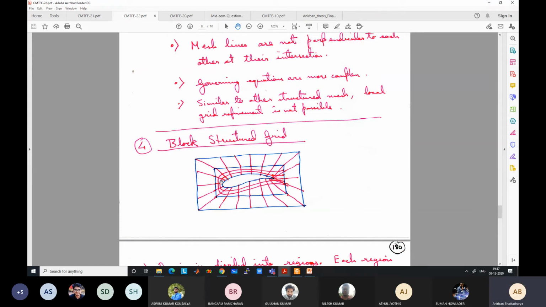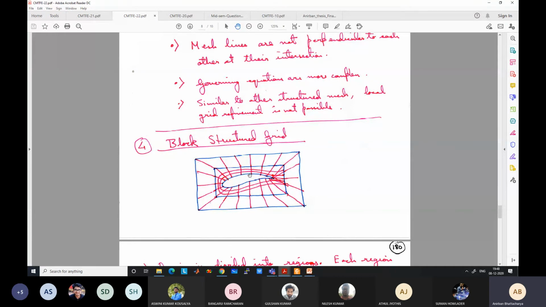For example, on the inside, I can have, say, a non-orthogonal curvilinear mesh. Outside, I could have put a Cartesian coordinate mesh also. So it need not be the same type of mesh. Inside it can be non-orthogonal curvilinear, outside it can be Cartesian, depending on the problem. So here you can see we have two blocks. One is the inside block, one is the outside block.